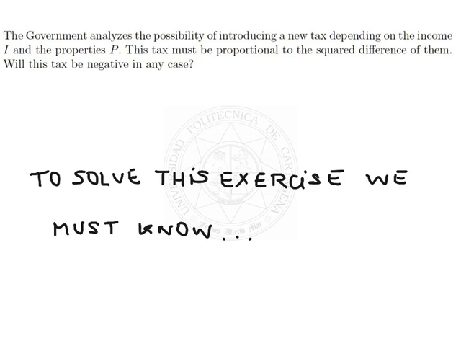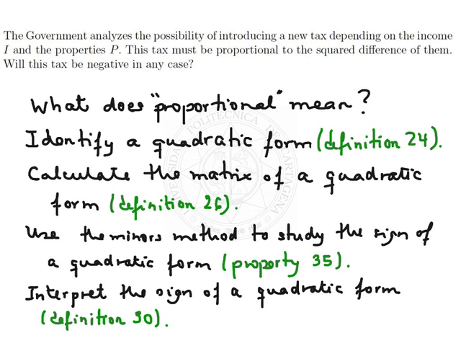To solve this exercise, we must know what proportional means. Identify a quadratic form, which you can find in tutorial of Unit 2, definition 24. Calculate the matrix of a quadratic form, definition 26. Use the minus method to study the sign of a quadratic form, property 35. And interpret the sign of a quadratic form, definition 30.